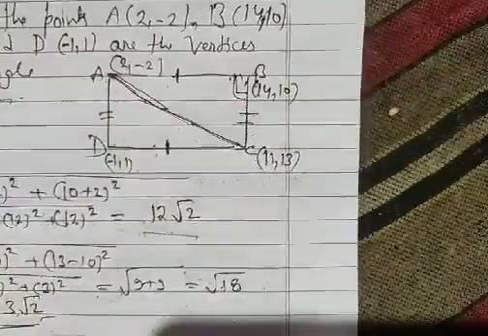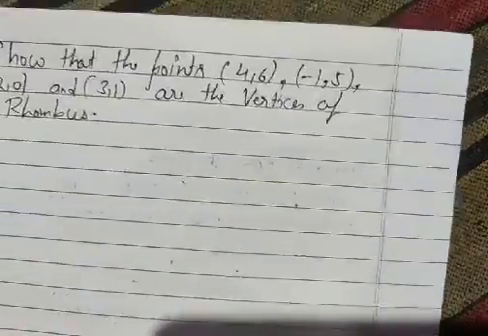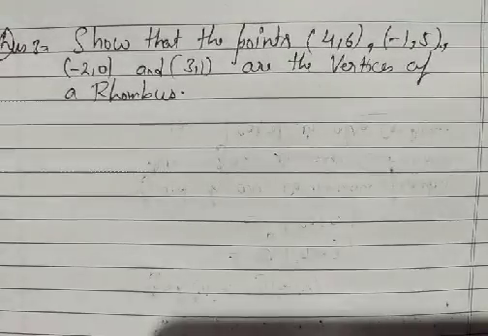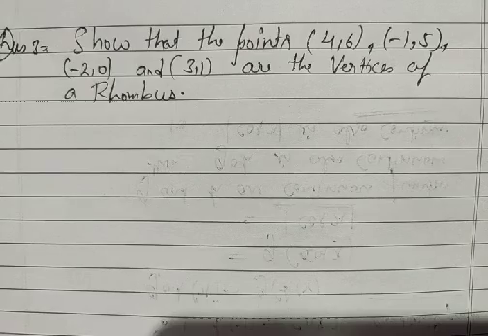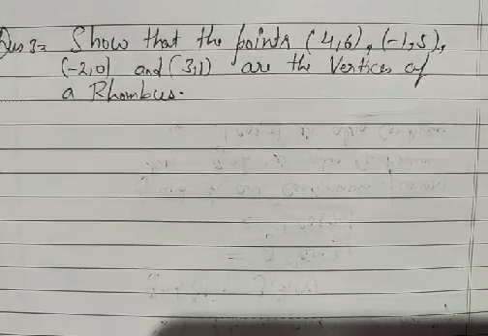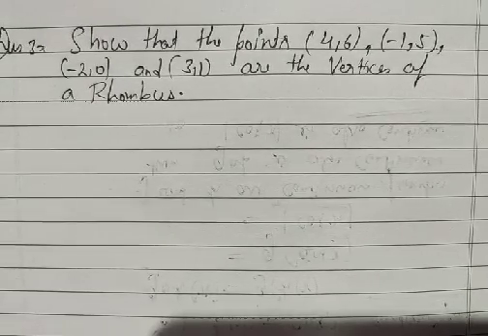Now we are going to move on to our next problem. What is our problem? Our next problem is that we have to show that the points 4, 6, -1, 5, -2, 0 and 3, 1 are the vertices of a rhombus. So, what is a rhombus?